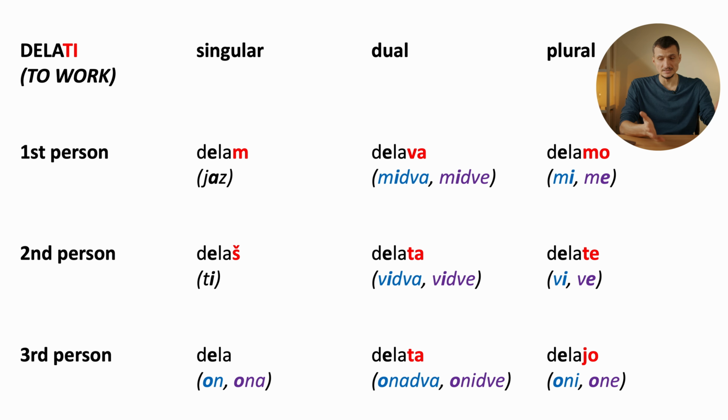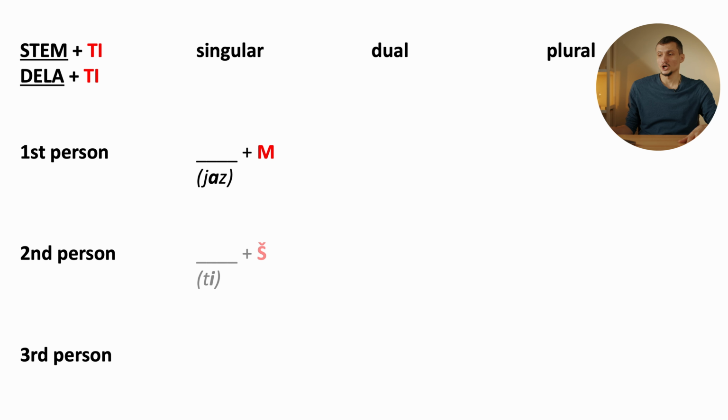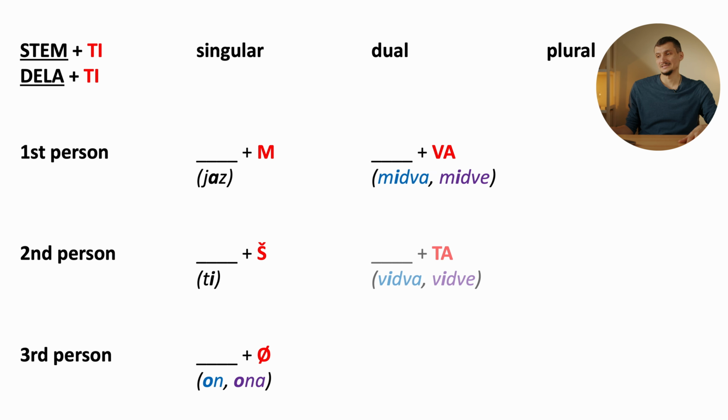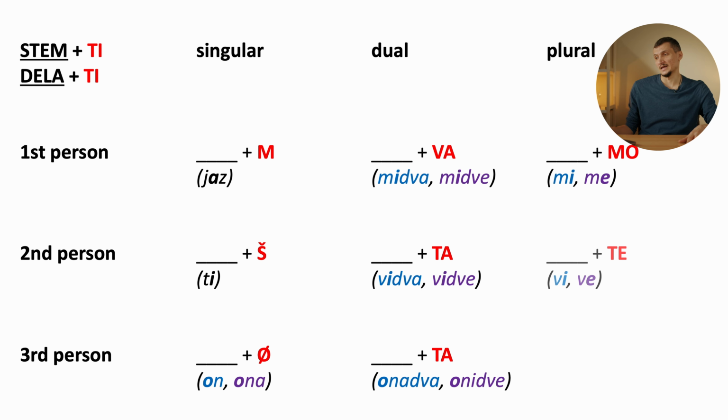So the formula is you take the part that comes before the ti, and then you either put an m, sh, or nothing. In that case, you just get rid of the ti, and that's the he, she form, and then va, ta, ta, or mo, te, jo. And that is how we conjugate verbs in Slovenian. So we have the stem plus the ti, in this case dela plus ti, and it's either m, sh, nothing, va, ta, ta, mo, te, jo.